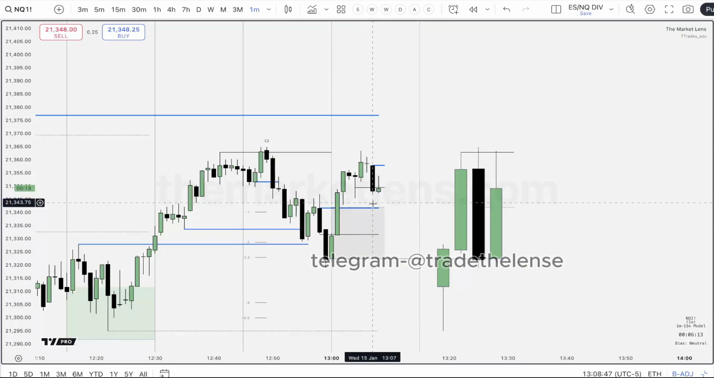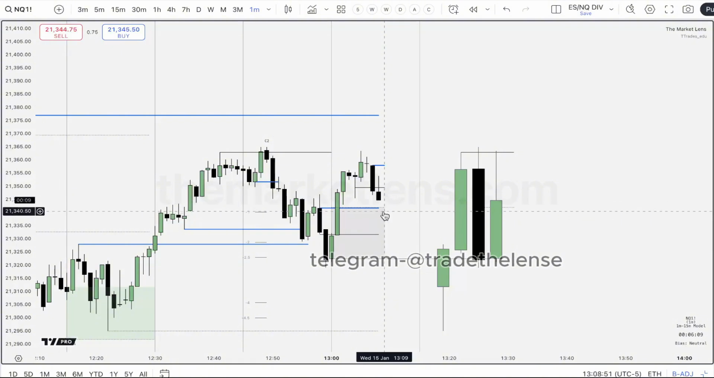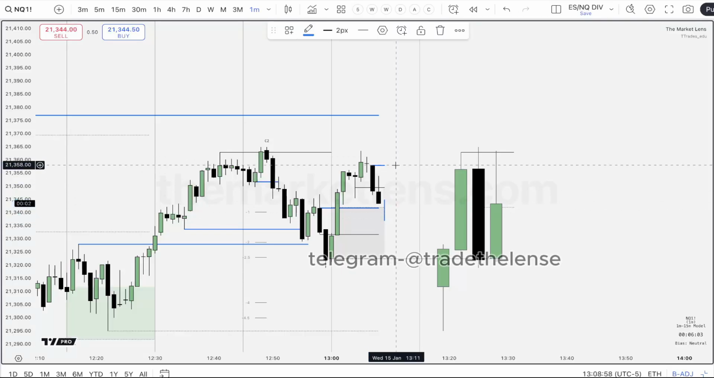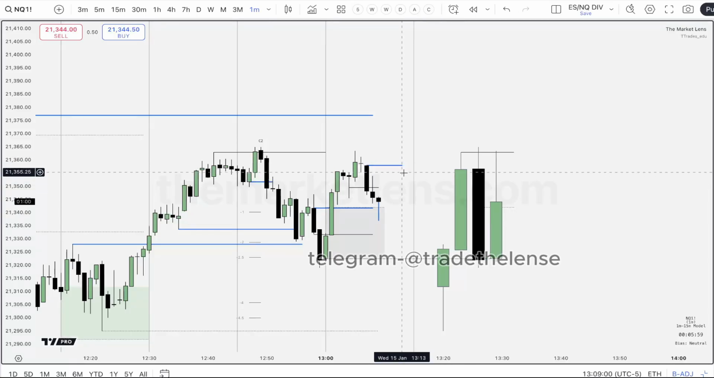Ideal scenario: sweep out the low, form a wick in here, candle 2 closure, where you have a nice little wick down, form a reversal, then it trades higher, then closes over this, then finishes it out.